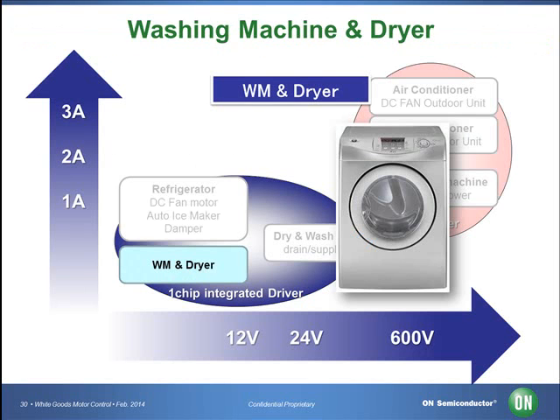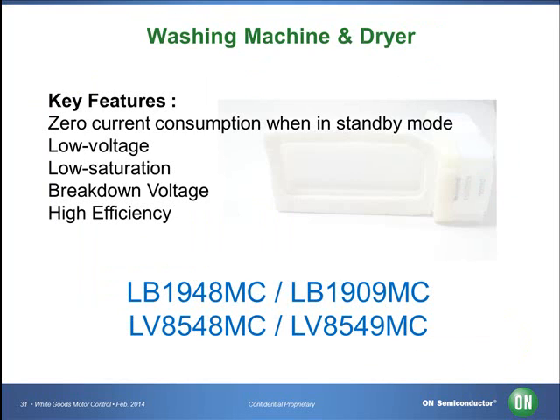Within the washer and dryer, a motor is required to move the damper that controls the dryer's airflow. This damper is similar to the type used in the refrigerator. An H-bridge driver and a 2-channel motor are typical. For the damper, ON Semiconductor offers highly efficient motor drive ICs. Products like the LB1948MC are easy to design in and offer standby currents of almost 0.